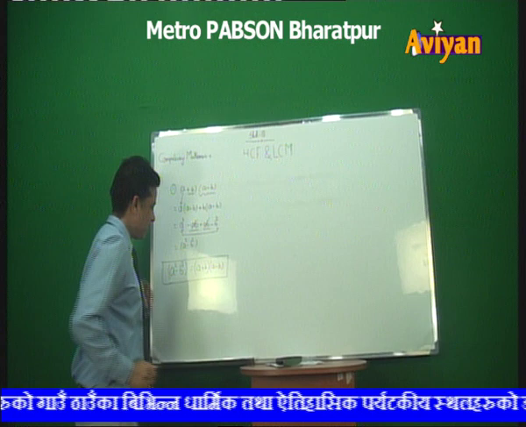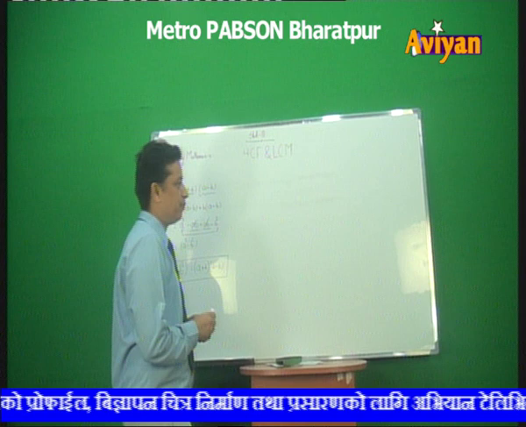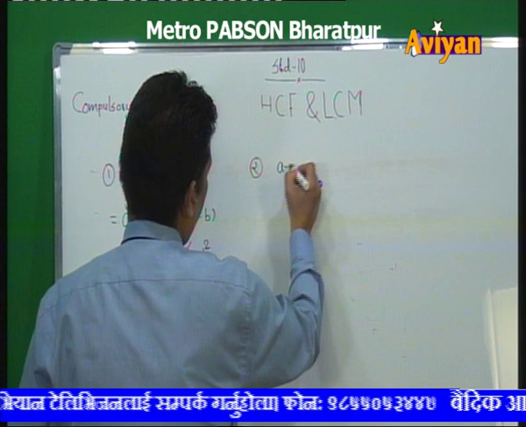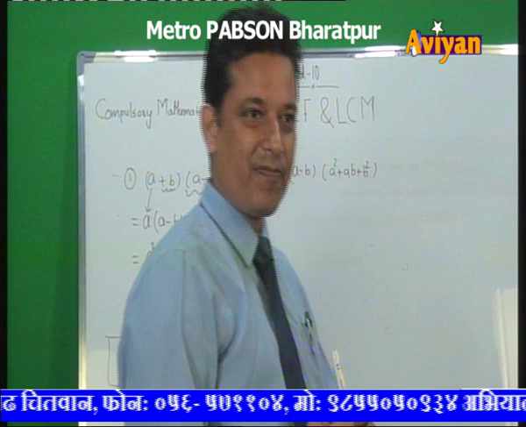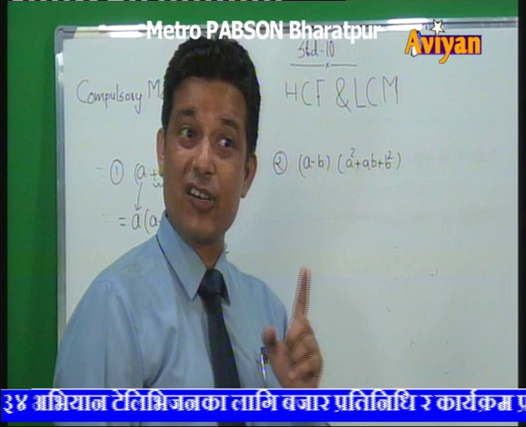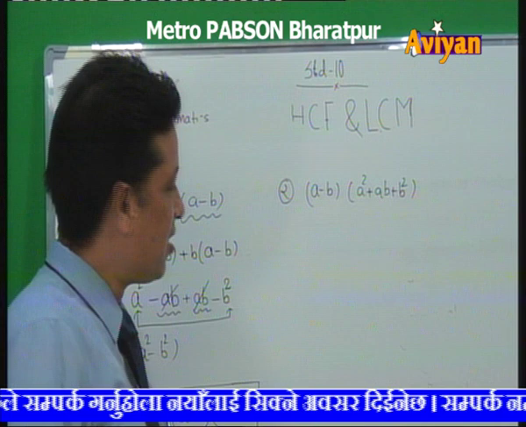So, we got one formula, that is A square minus B square equals A plus B and A minus B. Now, let's go to the next one. A minus B, A square plus AB plus B square. Now, can you multiply these two factors? Yes, of course, because you are in class 10 now. You have already learned this sort of multiplication in basic levels too, but it's okay, it's a revision. So I'm going to show you this multiplication as well.